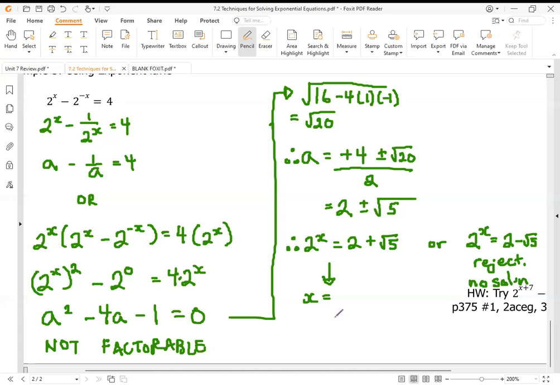Yes? How did root 20 turn into root 5? So the question is, how did root 20 over 2 become root 5? As I was saying here, root 20 divided by 2 is the same as root 20 divided by root 4.